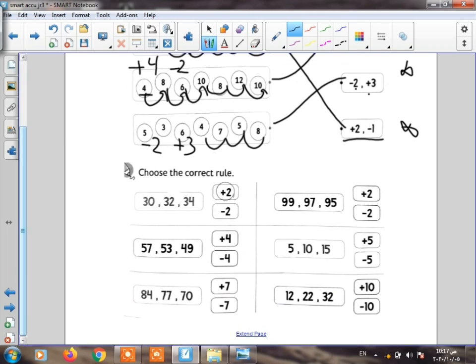Here, choose the correct rule. We have 30 became 32. The number increased or decreased? 30 became 32. The number increased by how many? We count from 30 to reach 32. After 30, 31, 32. So we add 2. Every time we add 2, or the rule will change. We have here 32 became 34. We need again +2. So our correct rule is plus 2. Every time we add 2.